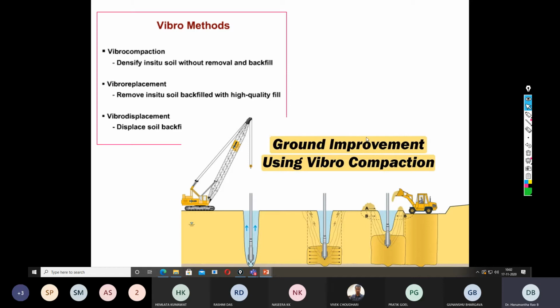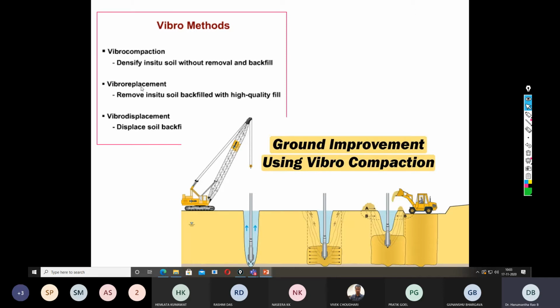So as I did discuss in one of the slides, when you talk about the vibro methods, there is vibro compaction, there is vibro replacement, and there is vibro displacement. So this is the basic definition of all the three. Vibro compaction means densifying the in situ soil without removal or backfill. So simply compact the in situ soil without filling the void which has been created with any kind of backfill material. That is called vibro compaction.